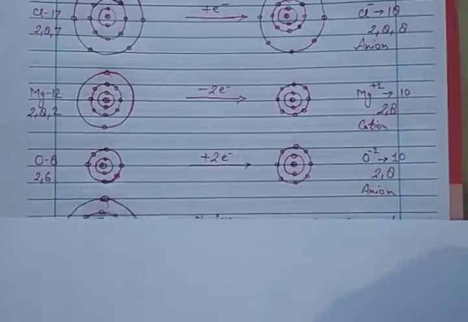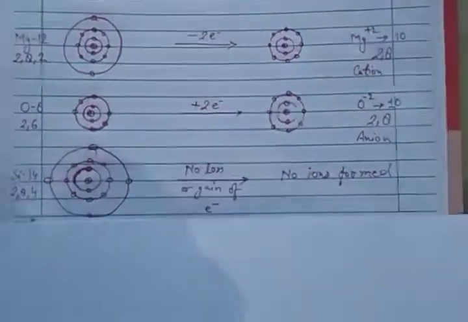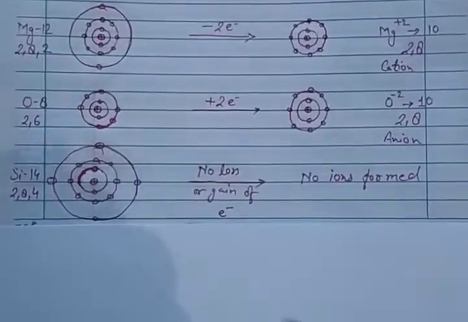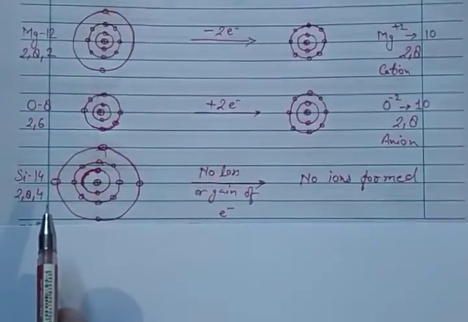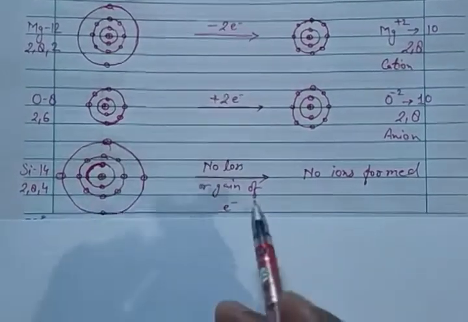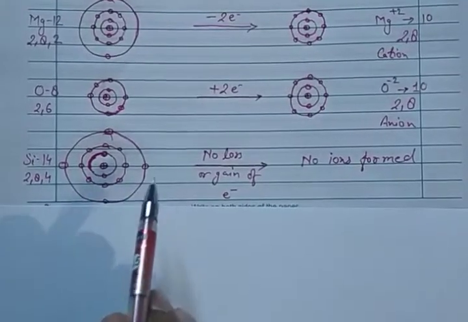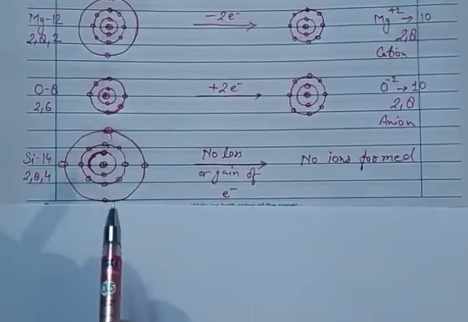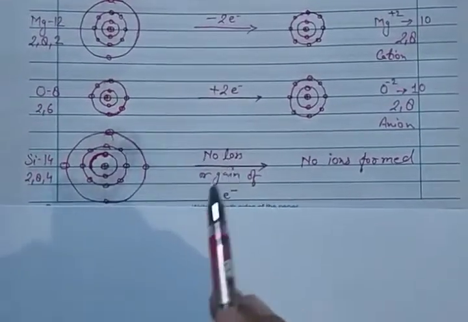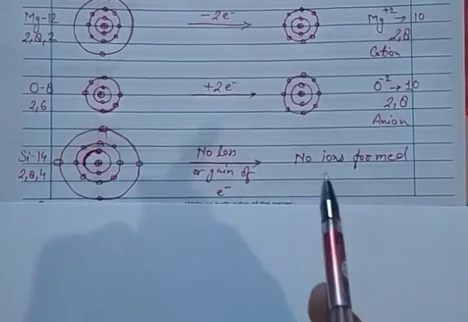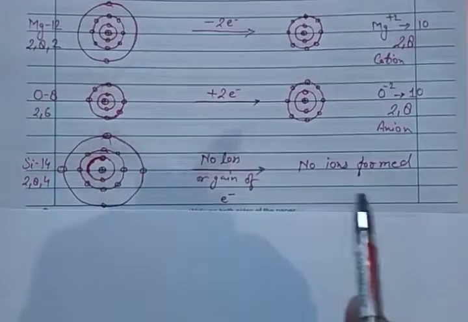And at last, the metalloids, like silicon. Silicon has atomic number 14, arranged 2, 8, 4. Basically all the metalloids have 4 electrons in the outermost orbit. With 4 electrons, they cannot donate or accept, so there is no loss or gain of electrons and no ions are formed. So learn this: metalloids do not form ions.